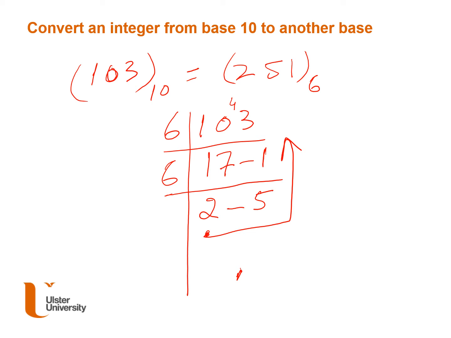And similarly, we know that the position for 1 is unit. It will be 6 to the power 0, 6 to the power 1, and the weight for 2 would be 6 to the power 2.